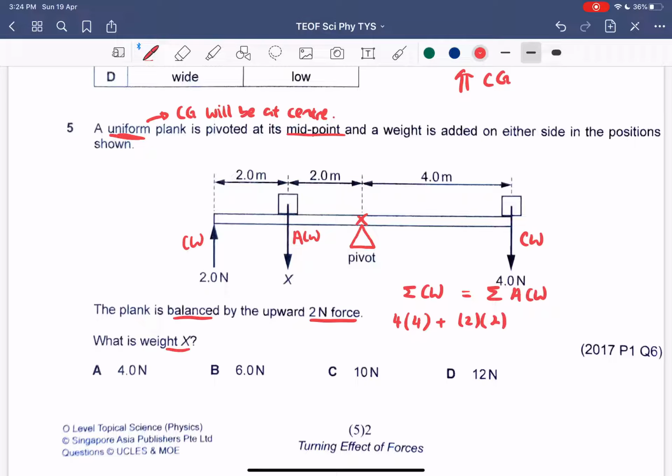Now, is it 2 meters? 2 meters is until this point over here, right? But I need the perpendicular distance to be from the pivot to the force. So here I made a mistake. I hope you didn't make the same one. It should be plus 2 times 4. And anti-clockwise will just be x times 2. Okay, here you solve it. You can find your x to be 12 newtons. Answer D.